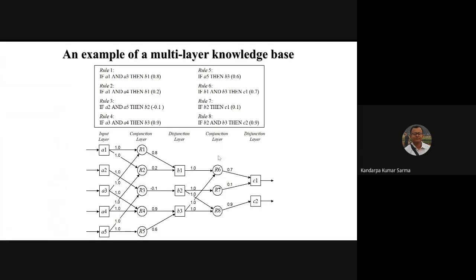So how can we formulate a multi-layer knowledge base? There can be 8 different rules, with if and then. These 8 different rules have 8 different representations: R1, R2, R3, R4, R5, R6, R7, R8. They will be linked with an input layer, then a conjunction layer, then a disjunction layer, then a conjunction layer, and finally one more disjunction layer. A combination of conjunction and disjunction together leads to the decision making. So this creates a multi-layer knowledge base.